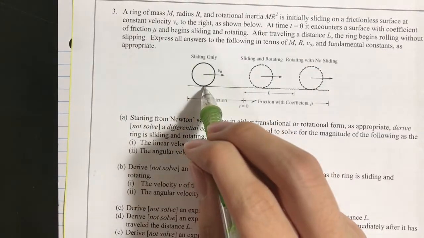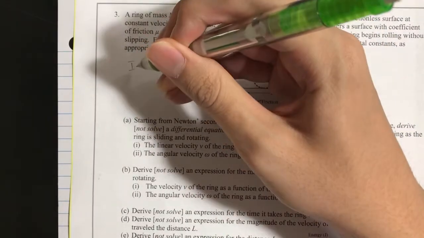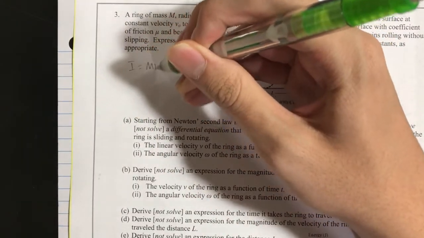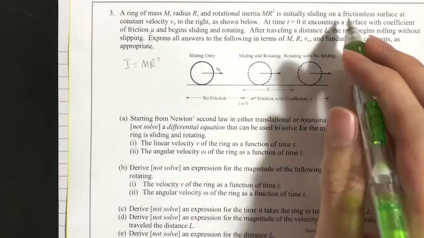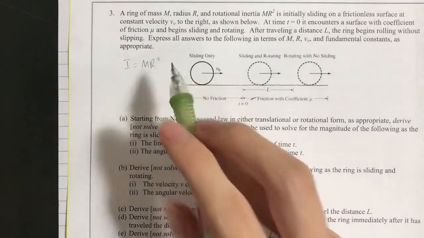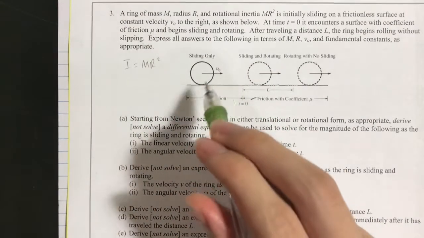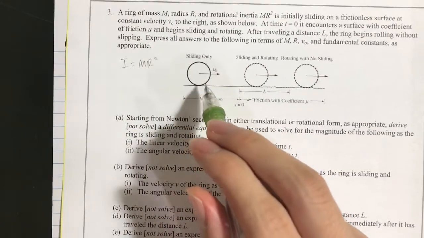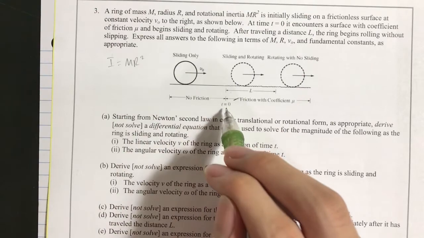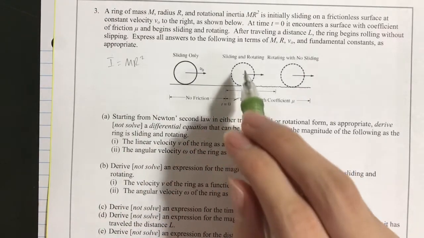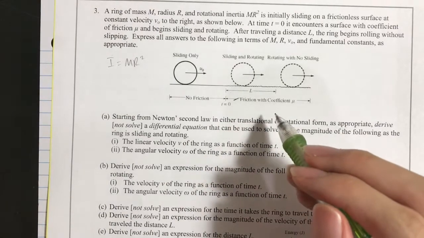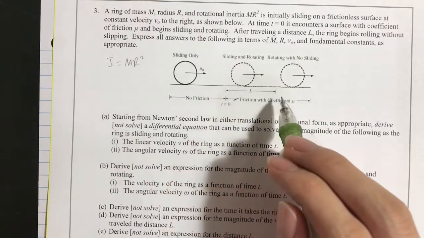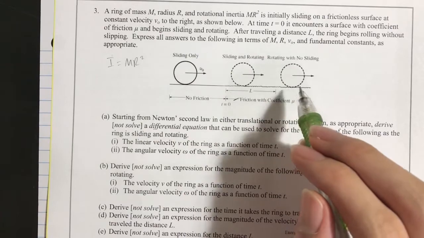basically, there is a ring. Ring instantly tells us that the moment of inertia is mr squared. So it's initially sliding on a frictionless surface at a constant linear velocity, V0. And at time equals 0, it experiences friction, so it starts to slide and roll, meaning there's both linear and angular velocity. And after it crosses the distance L, there is only angular velocity.